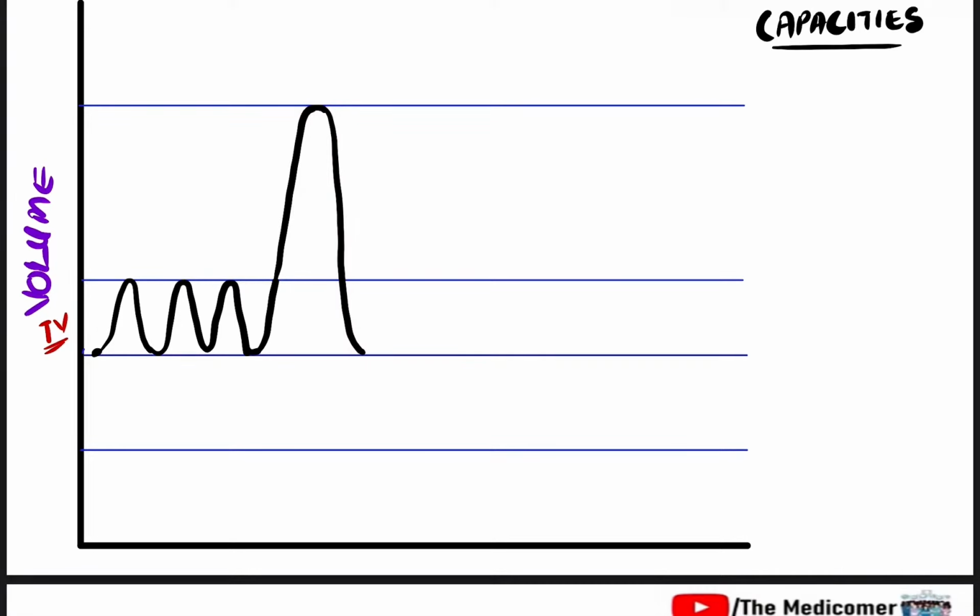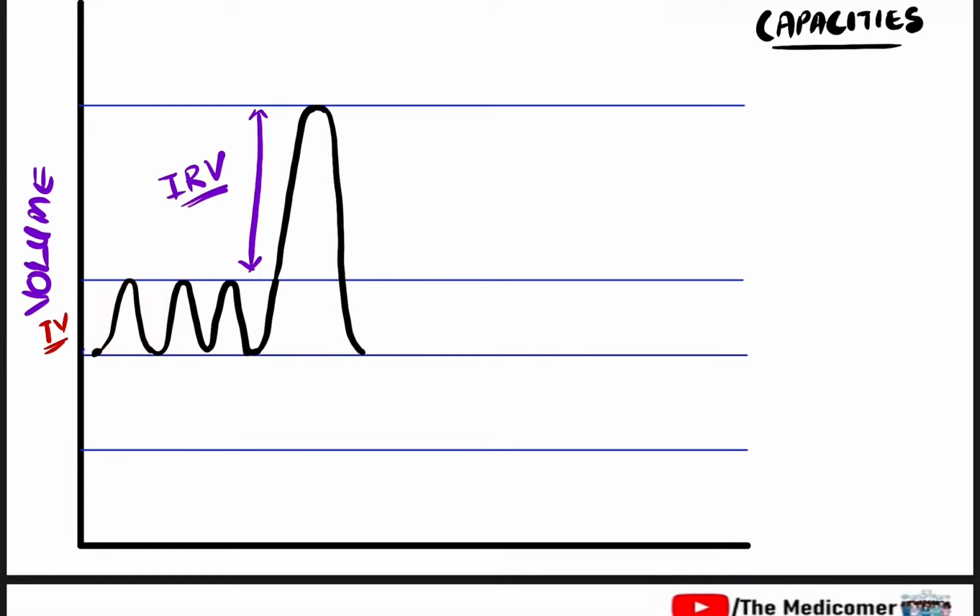This additional amount of air, as you can see, this part, is the extra amount of air that the person has taken in with forceful effort. This is called inspiratory reserve volume. The normal one here was the tidal volume.